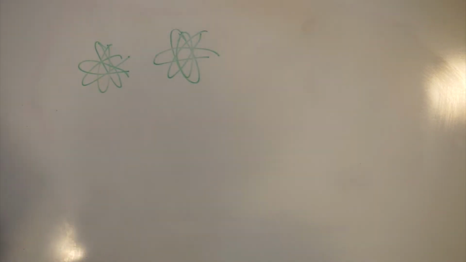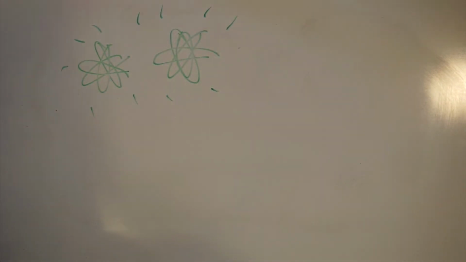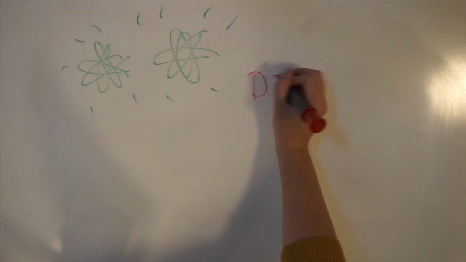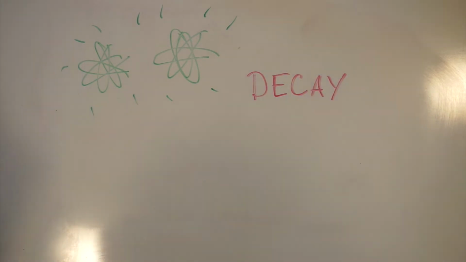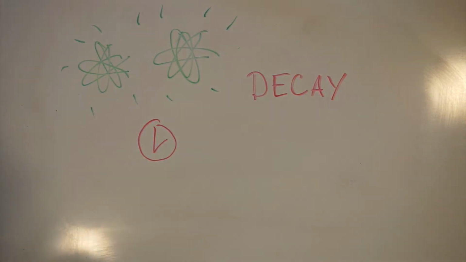Remember that the nucleus pops into safer, non-radioactive atoms? Remember that was called decay. Now, it's a complete surprise when that will happen. It could be now or in a million years. So how do you tell how long things will keep being radioactive?